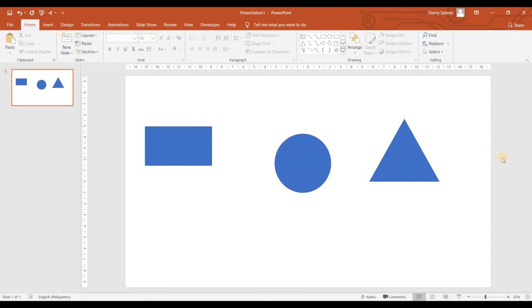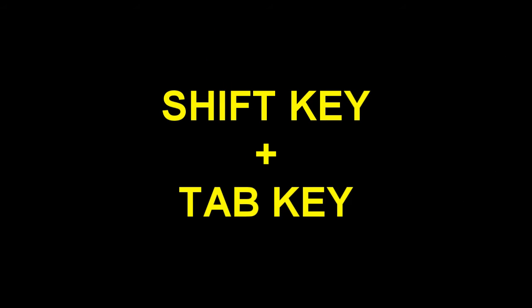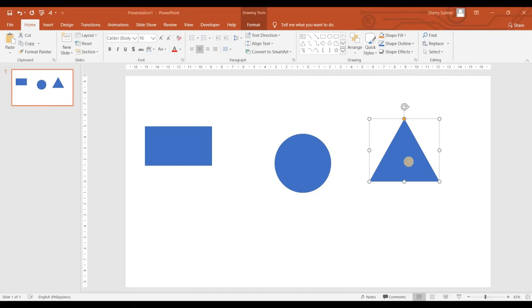So whenever I press tab, shape number 1 is the first selected object. So as I continue to press the tab key, the selection marker will jump from one object to another following the sequence of how I put the object on the slide. However, when you press Shift and then Tab key, notice that the selection marker moves backward in reverse sequence of how you place each object on the slide.